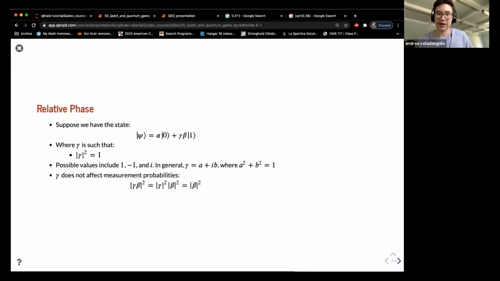Is gamma squared always 1? No, it's not. But here, I'm taking it to be 1 because remember, the state of the qubit has to satisfy Born's rule, so that the modulus squared of the two amplitudes have to add up to 1. So I'm saying, if you start with a valid state with alpha and beta, and then you multiply beta by a gamma which has magnitude 1, you will still have a valid state. That's what I'm saying.